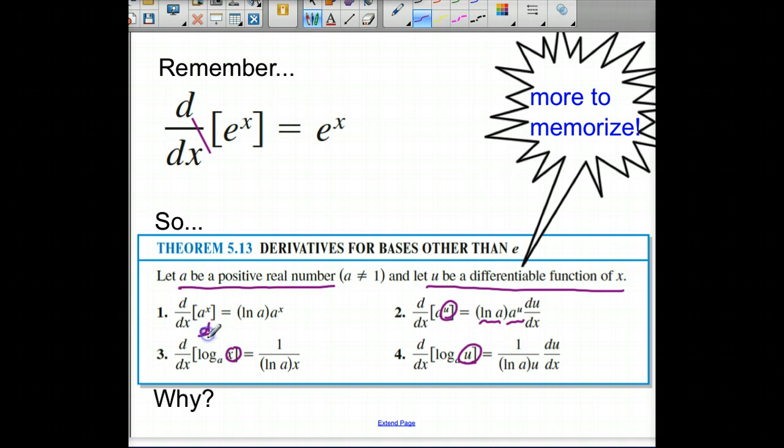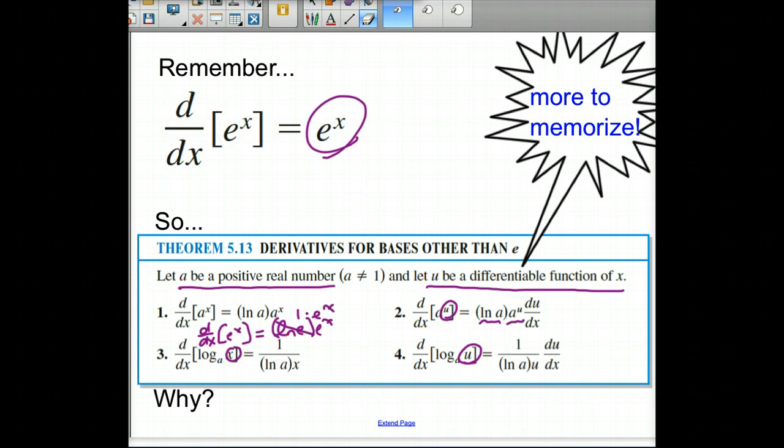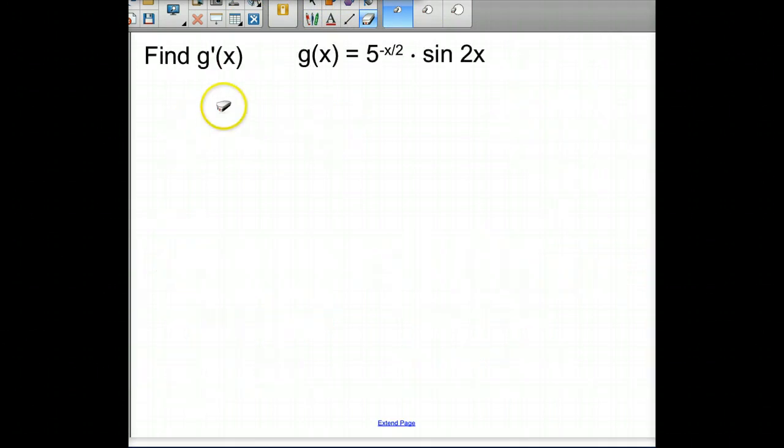So what if we were doing this formula using the derivative of e to the x? It would be the natural log of e times e to the x. Well, what's the natural log of e? It's just 1. So we have 1 times e to the x, which equals e to the x. So that's really not a new formula, just the same formula used with two different things. So let's do an example.